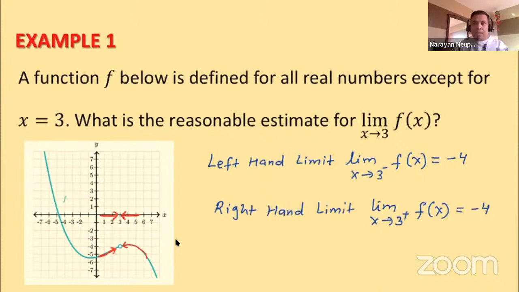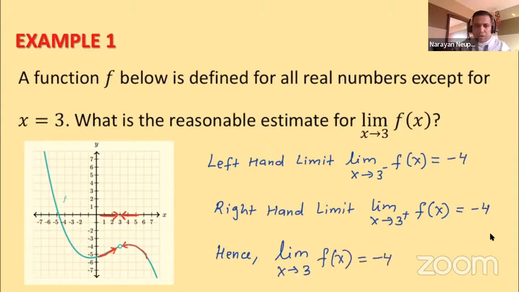Remember, we are learning the concept through the examples, as I said before. So here the left-hand limit and the right-hand limit both are equal to -4. If the left-hand limit and right-hand limit are equal, then we say that the limit exists, and that will be equal to these values. So we can say, hence, the limit as x approaches 3 of that function is equal to -4. So the best estimation for the limit would be -4. The value of the function does not exist, as you can see, but the limit exists.